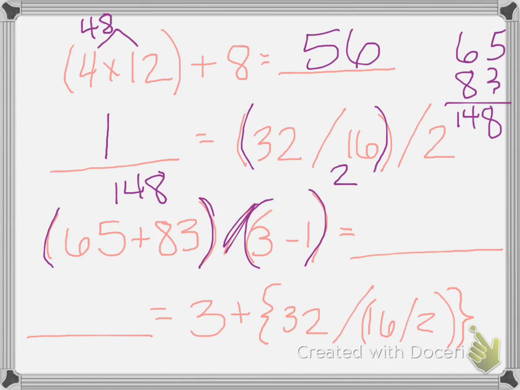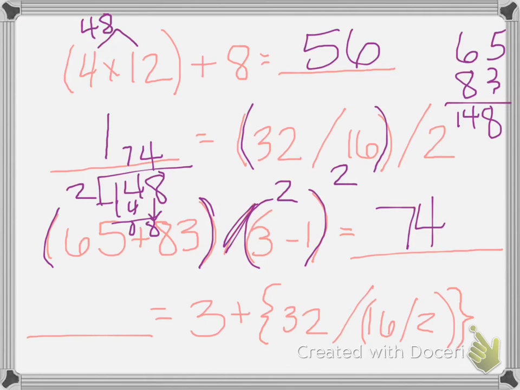Then we have 3 minus 1, which is 2. Then we have to divide 148 by 2. 2 goes into 14 7 times, just 14. Bring down the 8. 2 goes into 8 4 times, so your answer is 74.